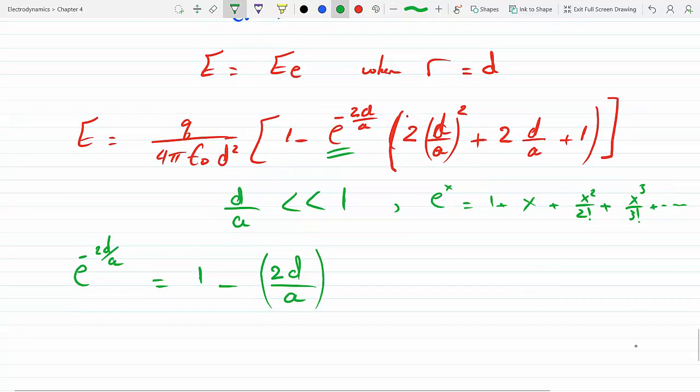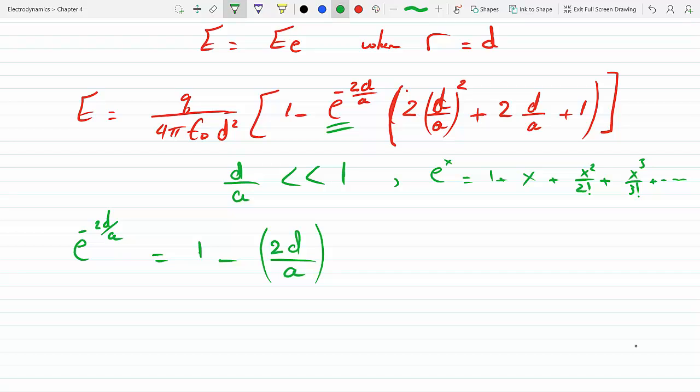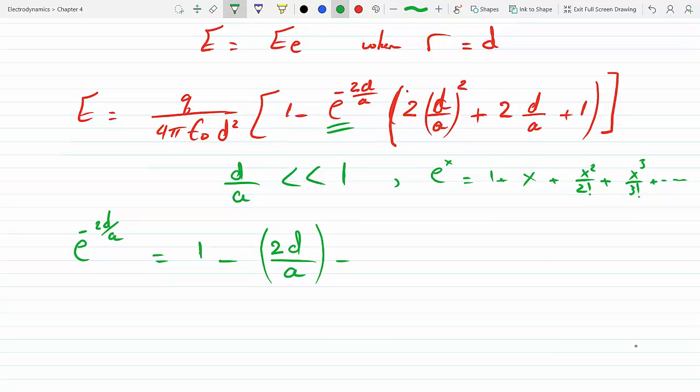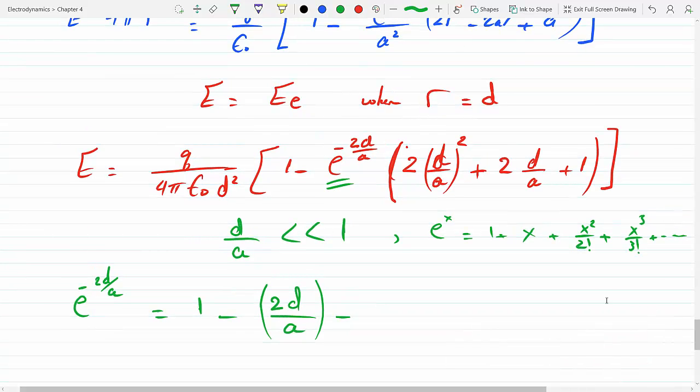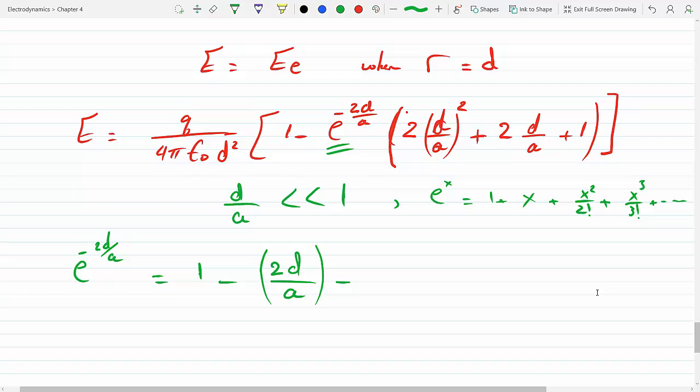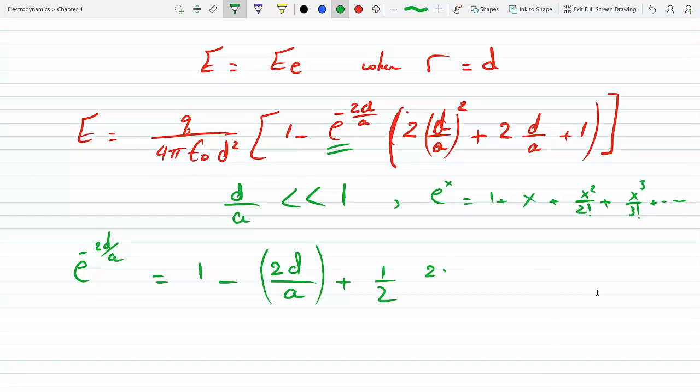So my x in this case is minus 2d over a. The first term will be minus 2d over a, and then plus x squared. This will become positive here, and then this is over 2 factorial, so this is half (2d over a) squared, and then the next one will be minus, because cube, 1 over 8. 3 factorial is 8. (2d over a) cubed, etc.